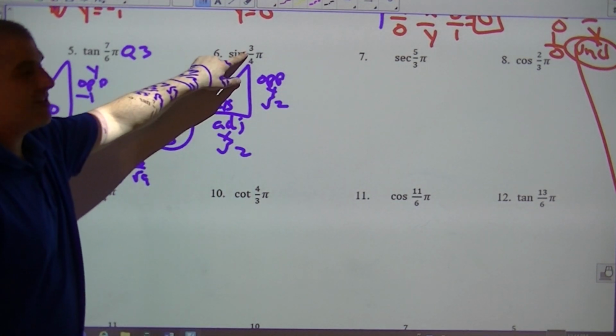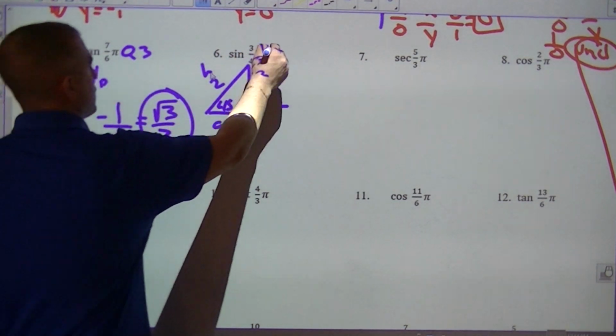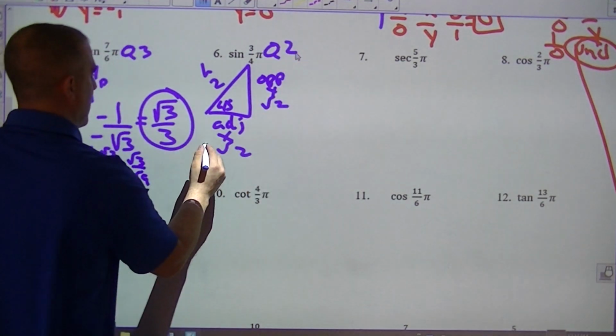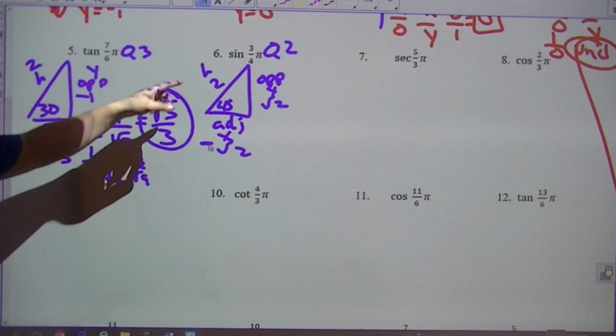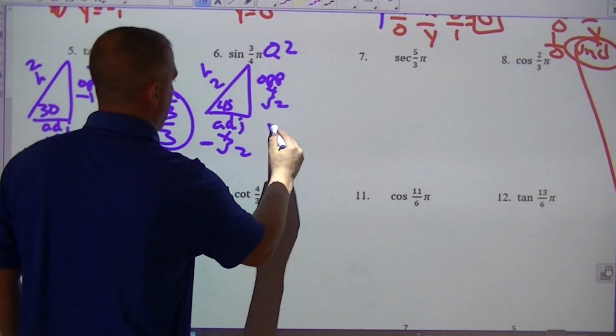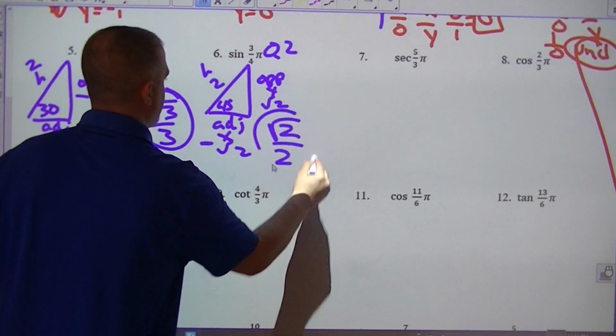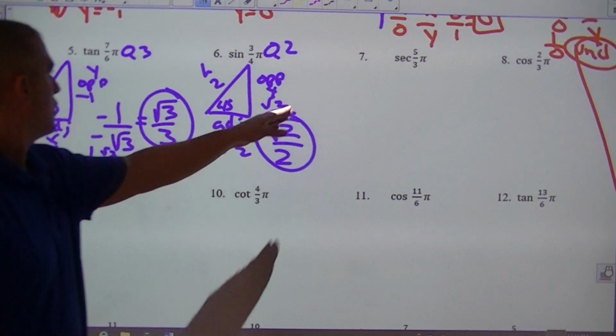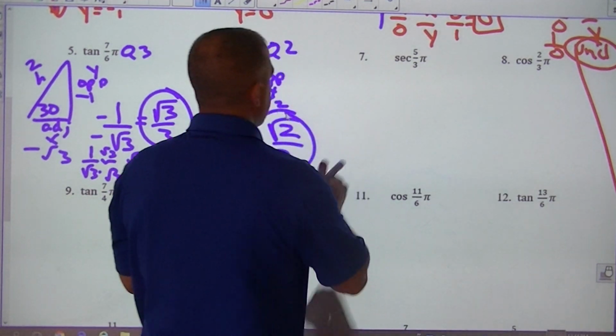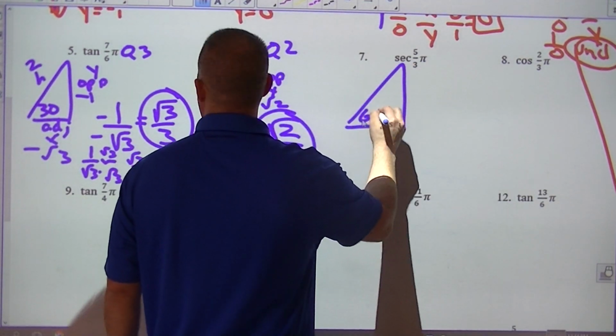Since that's less than 1 digit away, this would be quad 2. So the x will be negative in quad 2. The sine will be opposite over hypotenuse, so square root of 2 over 2. Cosecant 3, that's going to be the 60-degree triangle.